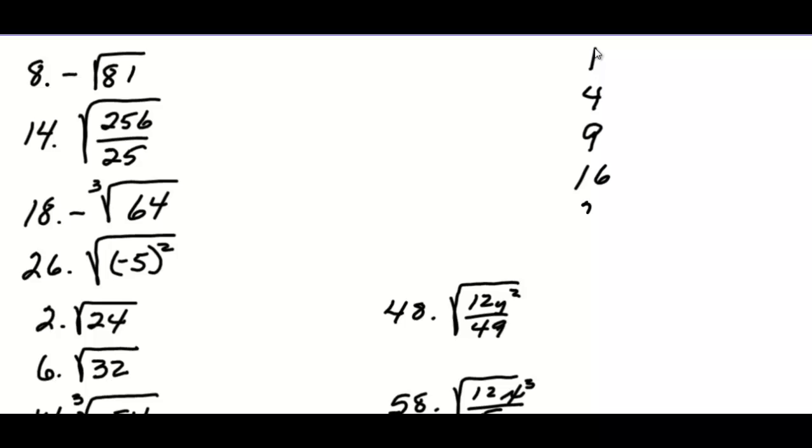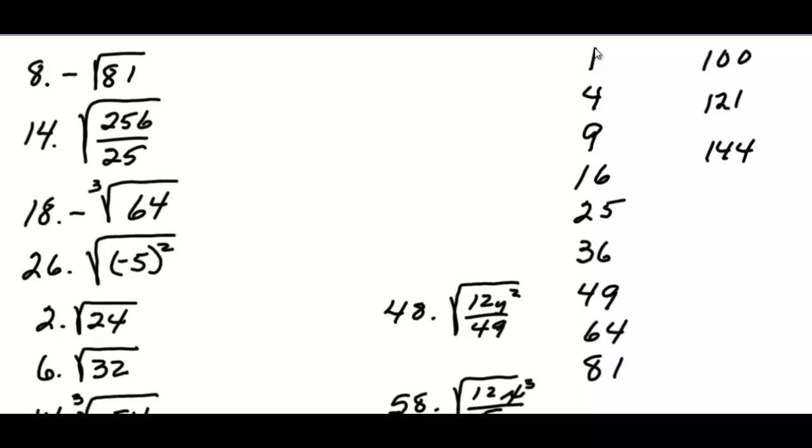5 times 5 and I get 25. 6 times 6 and I get 36. 7 times 7, I get 49. 8 times 8 and I get 64. 9 times 9, I get 81. 10 times 10, I get 100. 11 times 11, I get 121. 12 times 12, I get 144.